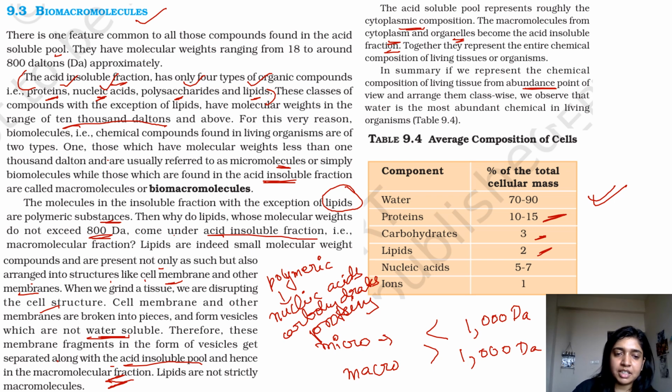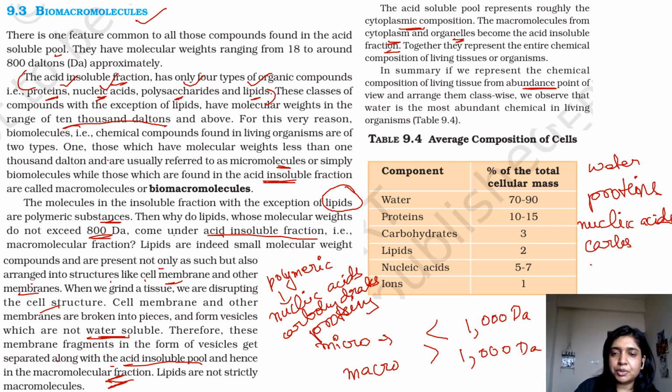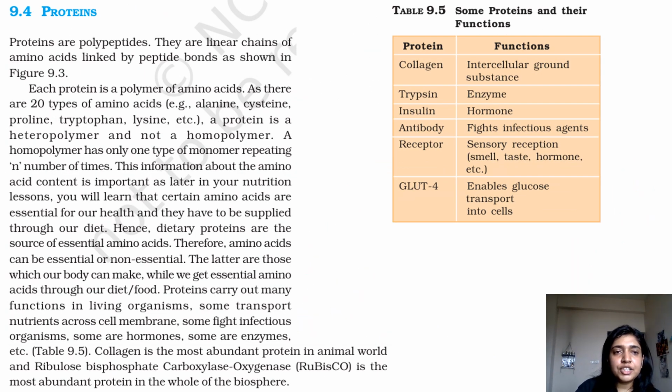Sorry, I made a mistake. Yeah. So water comes first. After water comes proteins, obviously, because proteins are the things that make the cells work. After proteins comes your nucleic acid, because proteins are coded by nucleic acids. After nucleic acids come carbohydrates, after which come your lipids, and lastly ions. Although ions are very small in percentage, they play a huge role in the proper maintenance and working of your cellular machinery. So let's first talk about proteins.